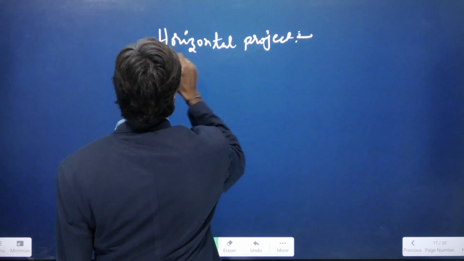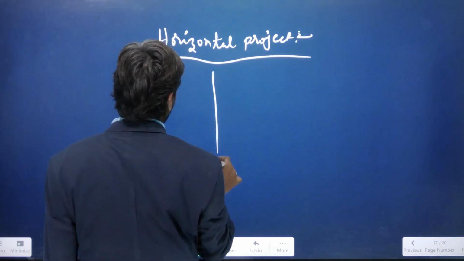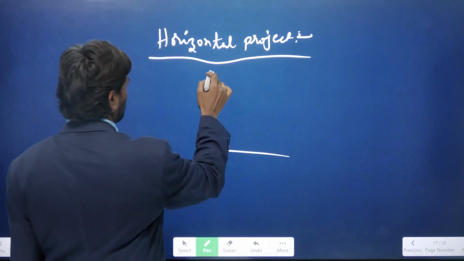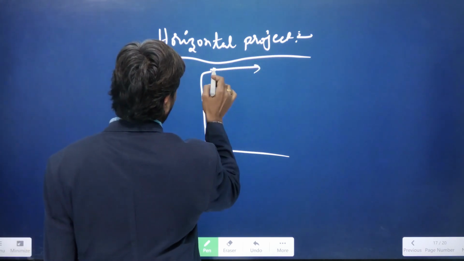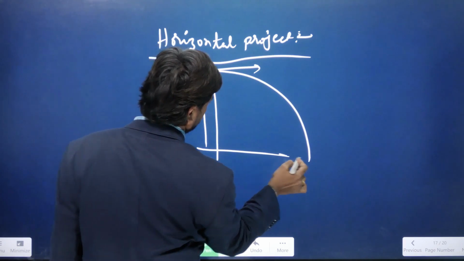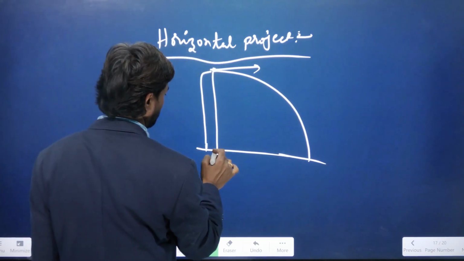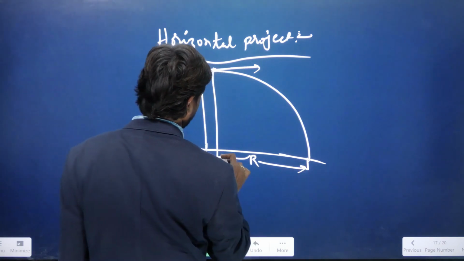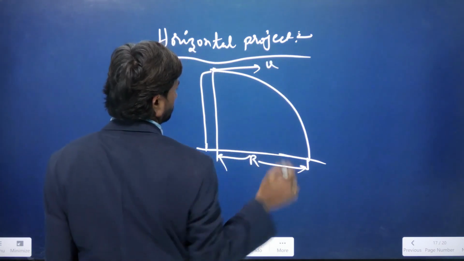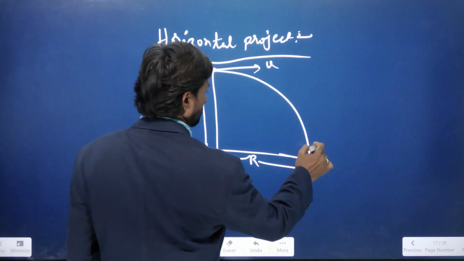If a body is projected horizontally from a certain height, like let us take here this is the tower, from here any body is projected horizontally, then this body will go and fall at a certain distance from the bottom of the tower. So this is called the horizontal range, and this is u here. It will reach the ground.